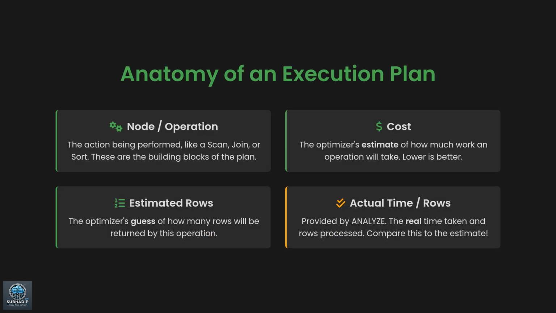Execution plans are made up of several key components. Each step is a node or operation which tells you what the database is doing. The cost is the optimizer's guess of how much work is involved. Estimated rows is its prediction of the data size. And with analyze, you get the actual time and rows, which is the ground truth.